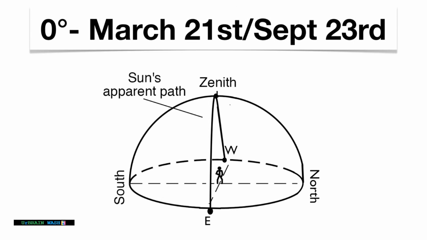This is going to be what the equator looks like. This is going to be on March 21st and September 23rd. The sun's going to rise exactly east and set exactly west. And the sun's going to be at the zenith on those two dates at the equator.